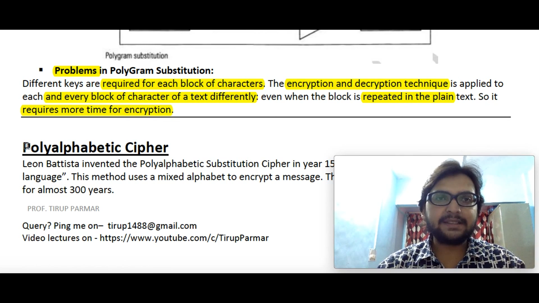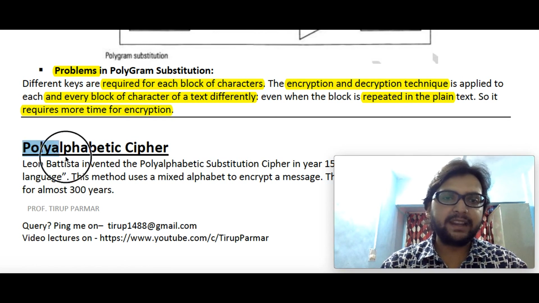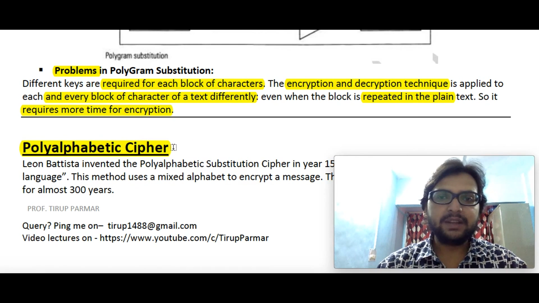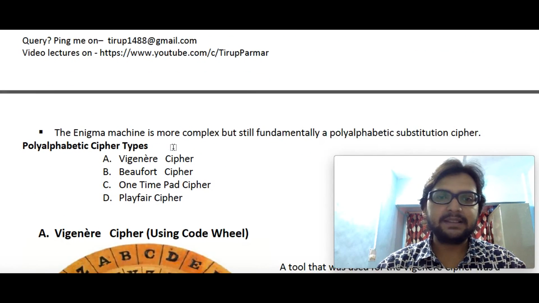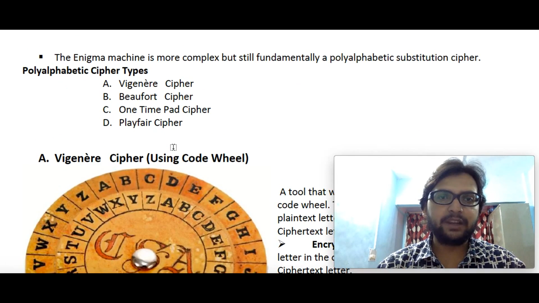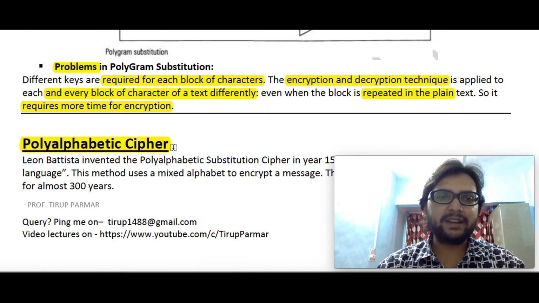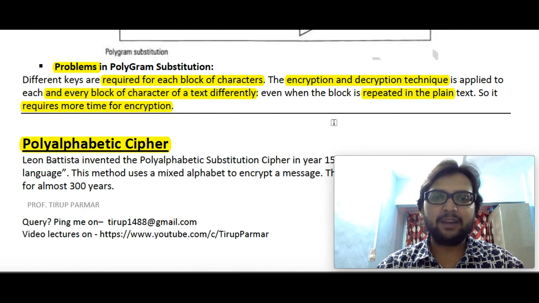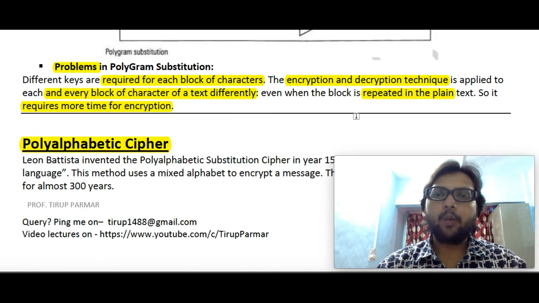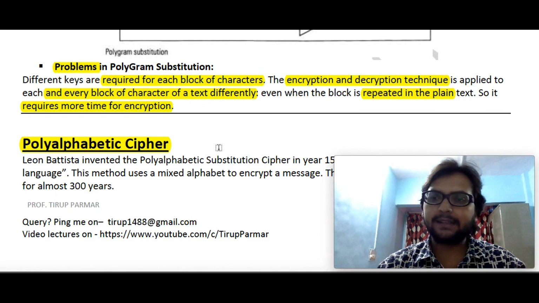We have an algorithm for that, the polyalphabetic cipher. Let's discuss what we mean by this. Actually, polyalphabetic is a bit of a big algorithm, so we'll discuss it in the next lecture. Stay tuned. We'll continue the next lecture discussing polyalphabetic cipher.